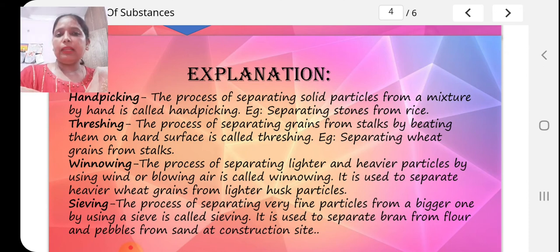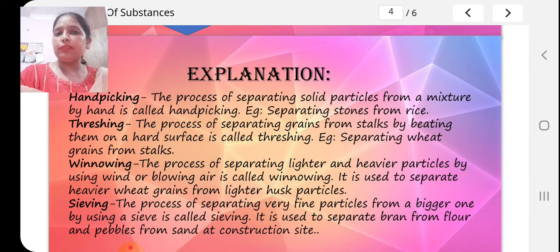Now the second method is threshing. The process of separating grains from stalks by beating them on a hard surface is called threshing. Usually the farmers use this method of threshing at their fields. Sometimes they use their bullocks, and if a large quantity of grains is present, then machines are also used for the process of threshing.